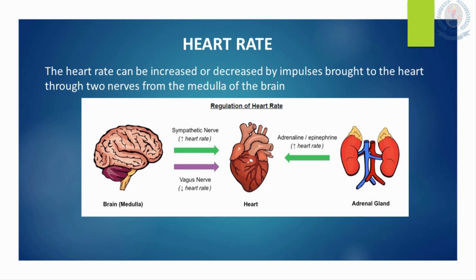When carbon dioxide production returns to normal, what happens? The medulla receives fewer impulses, so it responds by sending nerve impulses along a decelerator nerve. So the function of the medulla is controlling the heart rate. It also affects the blood pressure.